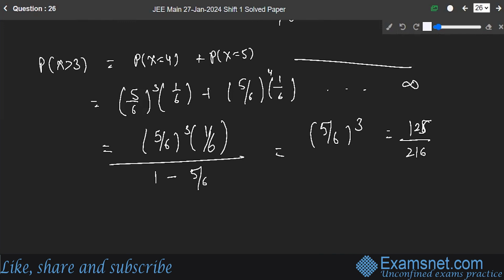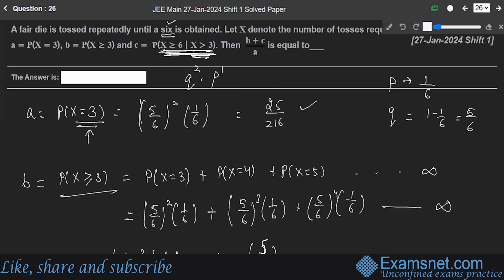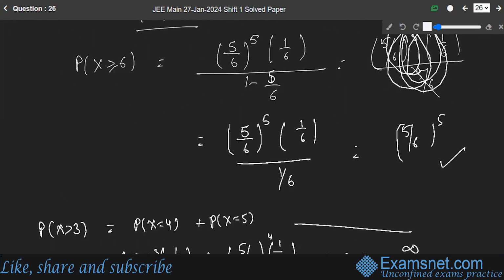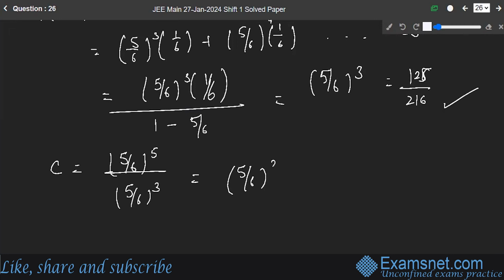All right. So now let's get the value of C. C is given by this. So I'll be using this and this value. So C is equal to 5 by 6 raised to power 5 divided by 5 by 6 raised to power 3, which is equal to 5 by 6 raised to power 2, or this is equal to 25 upon 36, right? That's your value of C.